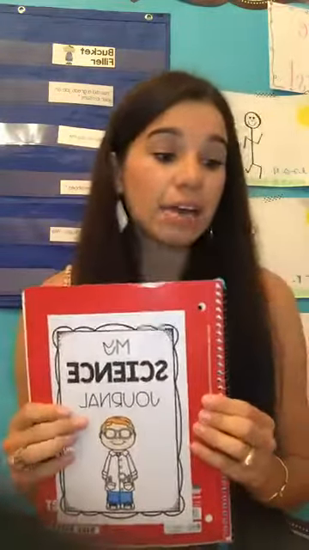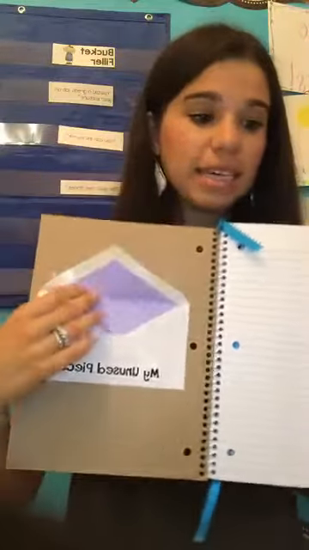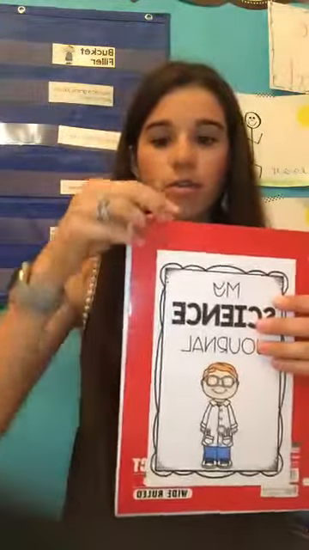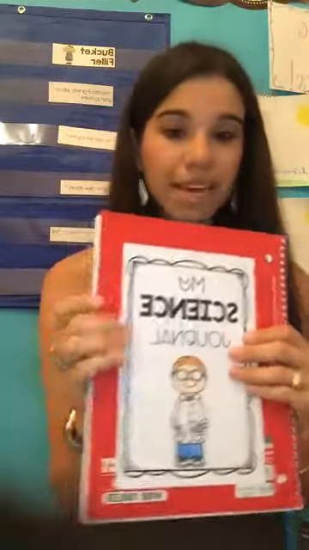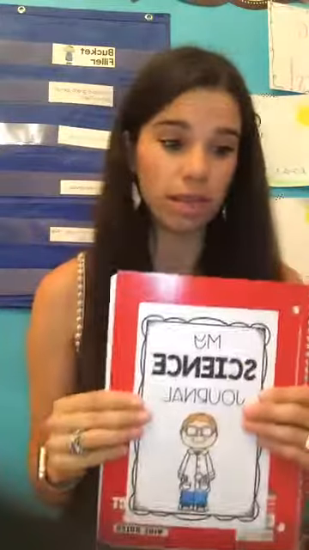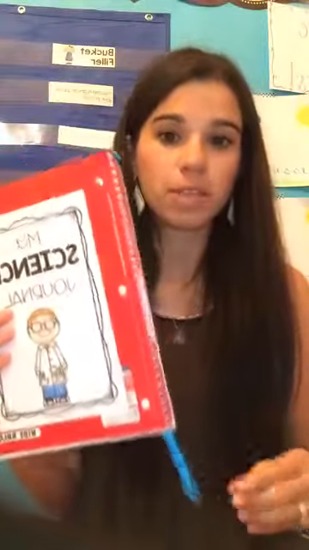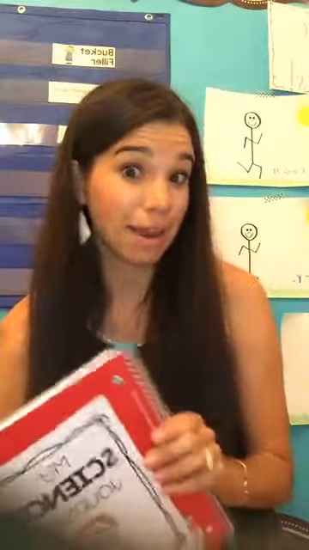Okay, then a spiral, an envelope. I'll show you why. An envelope, because we glued it in the back flap like this, and it held all of our unused pieces. A rubber band. I usually had a rubber band that wraps around here to keep it closed, because it gets super fat throughout the year. And then a piece of ribbon, a long piece of ribbon. So, okay, this is how I organized them and set up our notebooks.